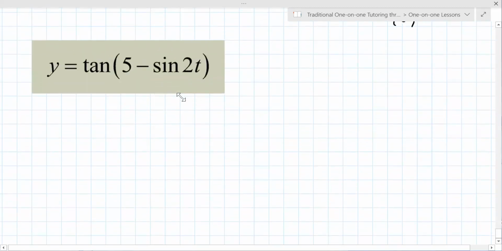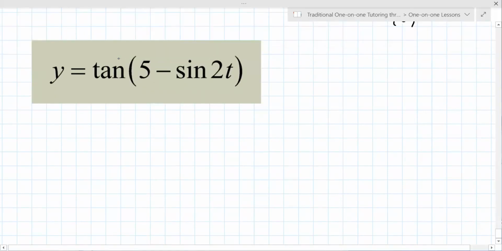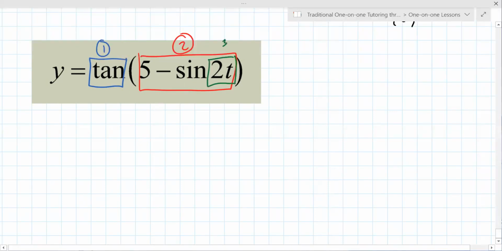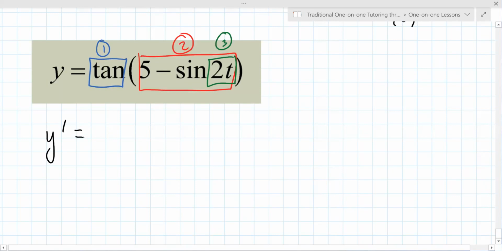Okay. So I'm going to use some colors here because I want to make it clear, like this is the outside and then this is your inside. So you do that second. But then there's a third one here when you take the derivative of sine 2t, that ends up being your 3. I can't do this with you because it's all virtual, but if you could cover up the 5 minus sine t, and I said, what's the derivative of tangent? That's what you got to be really fast at. So look at your sheet if you need, what is the derivative of tangent?